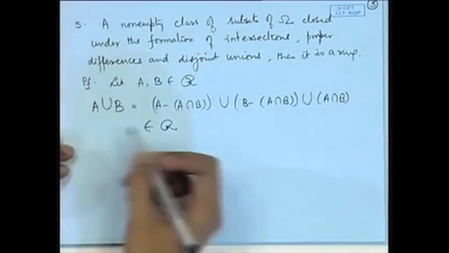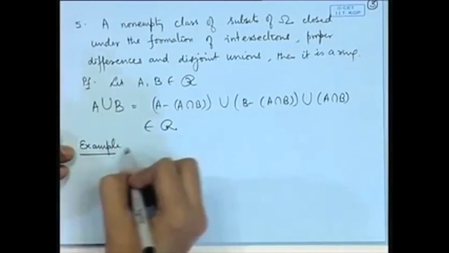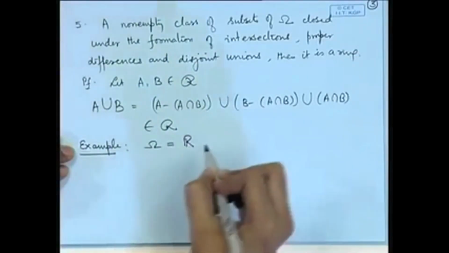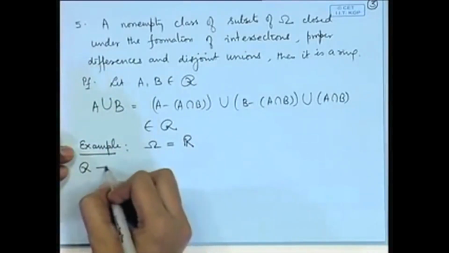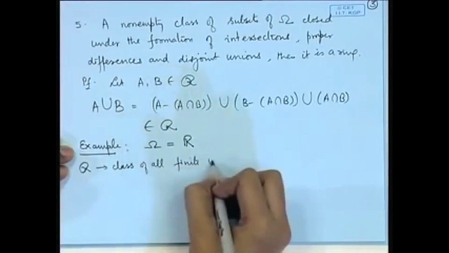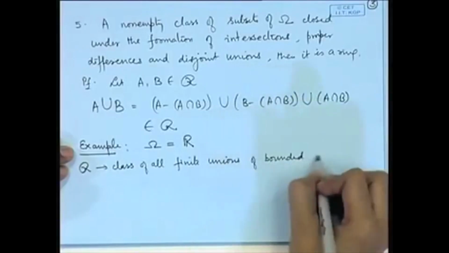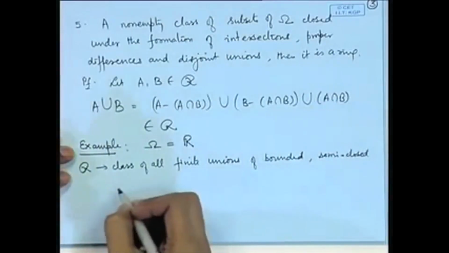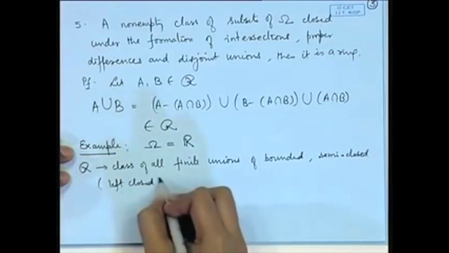Let us consider some bigger example in the sense that it will consist of many more sets. Let me take omega to be the set of real numbers and R is the class of all finite unions of bounded, semi-closed intervals. So, we can consider basically left closed and right open, or the reverse.